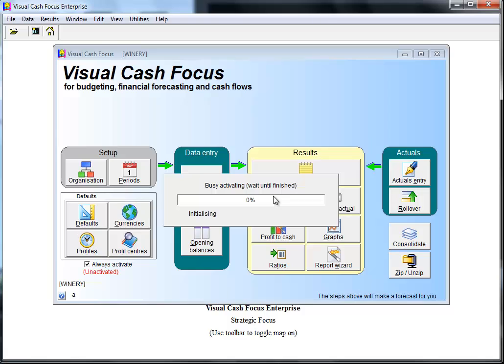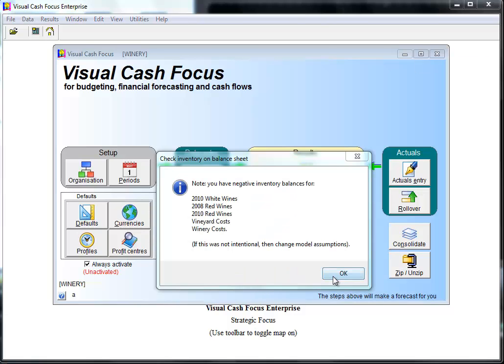If we now go to the results, Cash Focus calculates the profit and loss, balance sheet and cash flows for us. During the activation process, Cash Focus warns if there are any problems. Here we can see a message warning us of negative inventory balances. This is because we have insufficient internal production and bulk stocks to make the predicted sales volumes. The solution is to buy in more external wines.